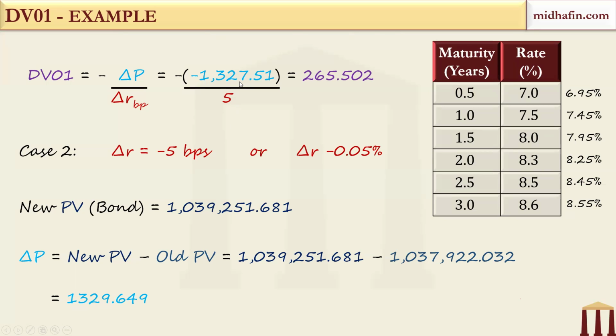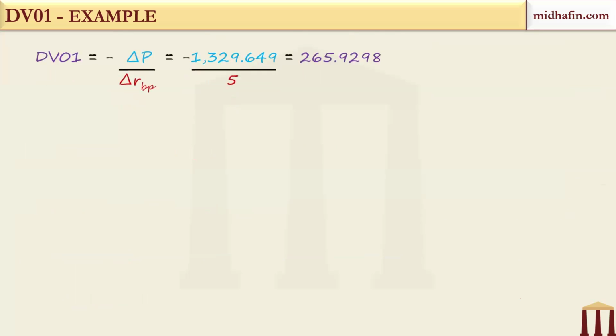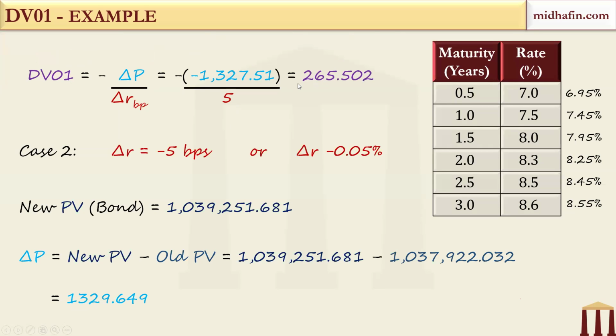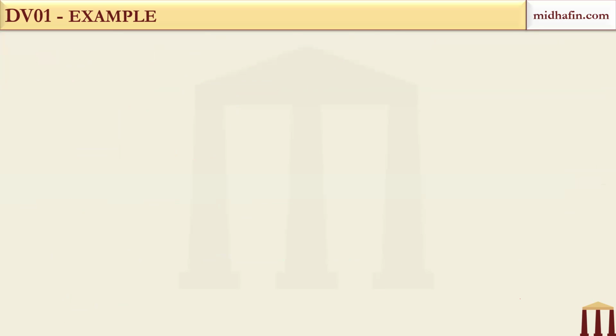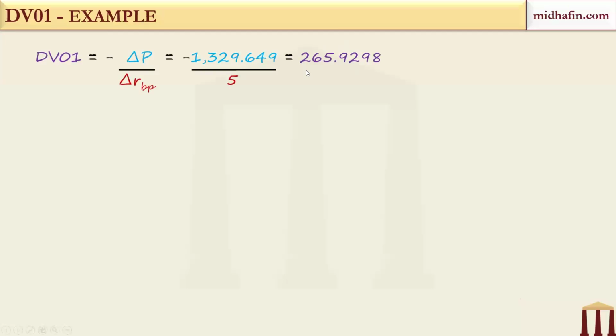So there is a slight discrepancy in the actual increase and decrease of the prices. Now, again, I'll calculate the DV01 when the interest rate declines, and it turns out to be 265.9298. You see, previously it was 265.502 when the interest rate was increasing. When the interest rate is decreasing, it is 265.9298. So what value should be taken as the DV01 of the bond?